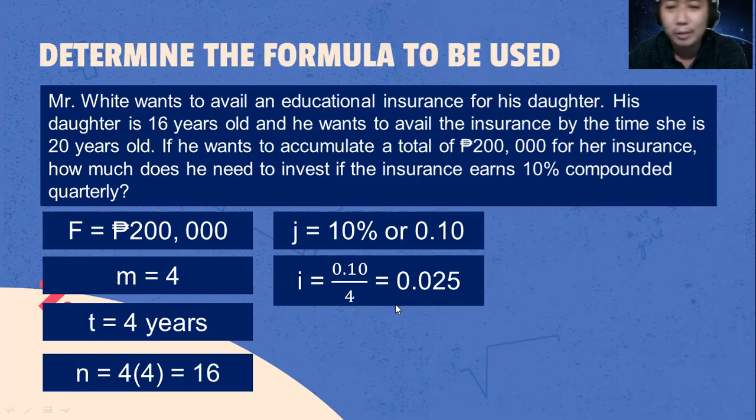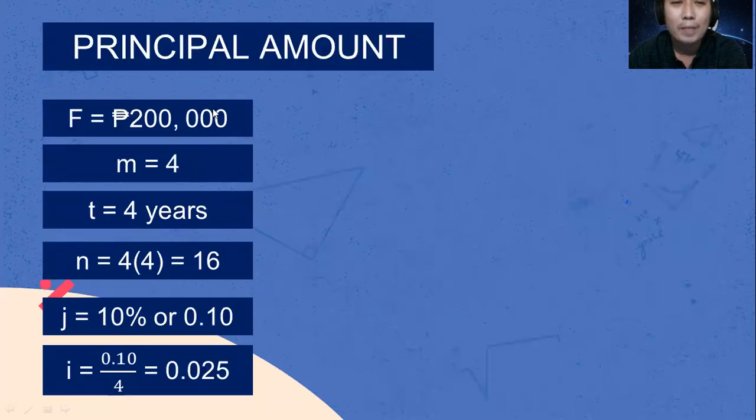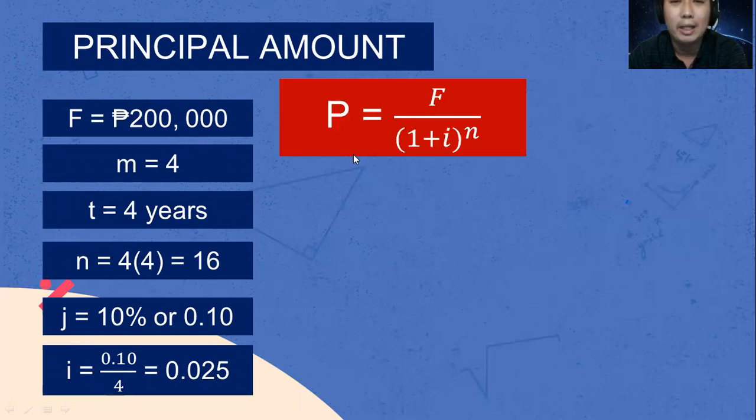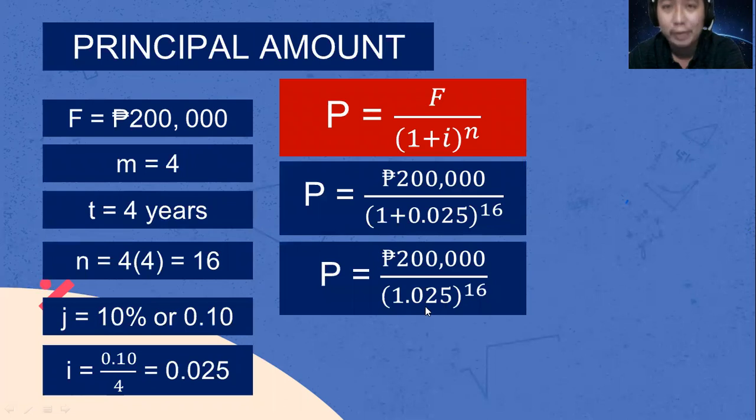Determine the formula to be used. Here is the formula to be used. Since we have the given, let us now solve this one based on the formula. Substitute the given on the formula. It goes like this. F is 200,000. i is 0.025. n is 16. The first step, add 1 plus 0.025. That is 1.025.